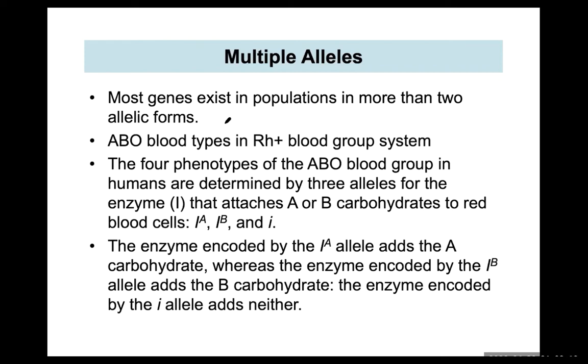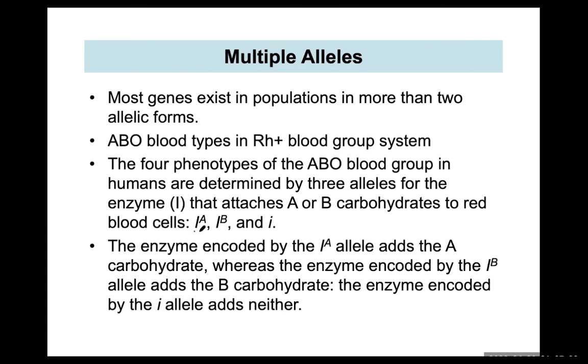And then, as you know, there are four kinds of blood type: A blood type, B blood type, AB blood type, and O blood type. In order to determine the four kinds of blood type, three different alleles play a role, and they determine one blood type out of four. So various combinations of three alleles, such as IA, IB, and small i, produce the four kinds of blood type that are A, B, AB, or O.